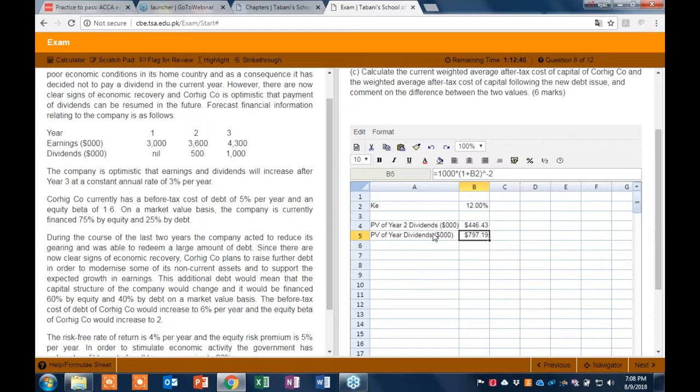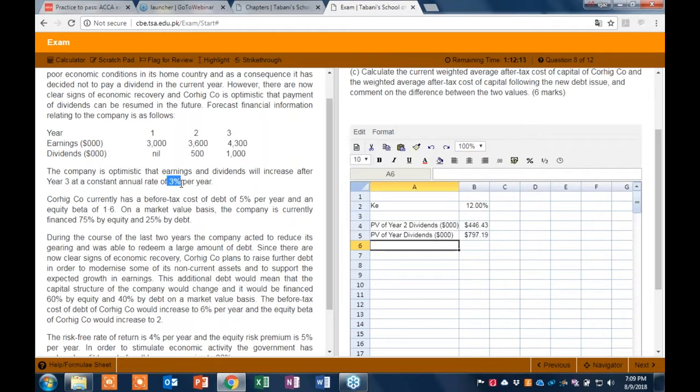Now if this company will stay only for 3 years, then the total value will be the sum of these two. But definitely the company will stay for a foreseeable future. It will continue for a foreseeable future. So we have to calculate the present value of the dividends after 3 years as well. It says that the company is optimistic that earnings and dividends will increase after 3 years at a constant annual rate of 3% per year.